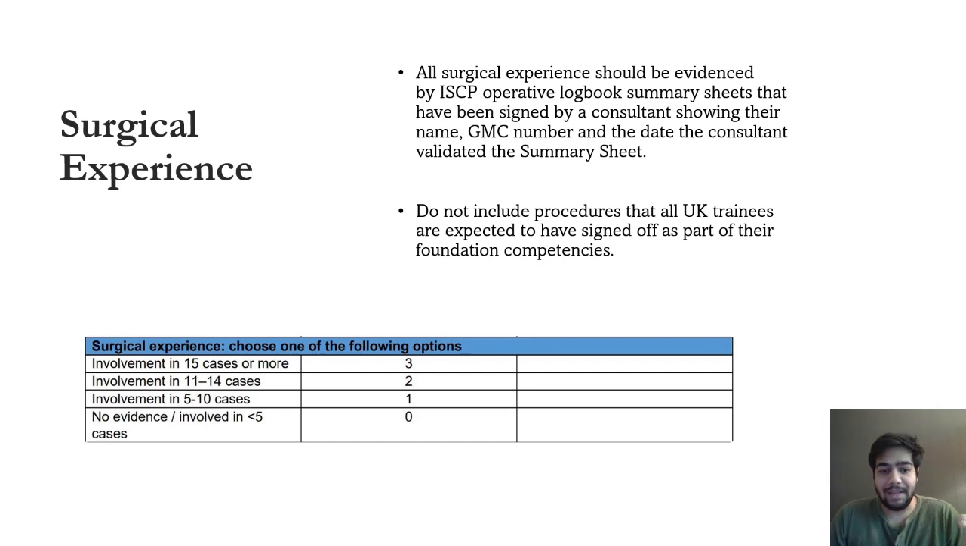So in the surgical experience, if you have been involved in more than 15 cases, then you get the highest points, which is 3. If you are involved in 11 to 14 cases, then you get 2 points. If you are involved in 5 to 10 cases, then you get 1 point. And if there is no evidence, or if you have been involved in less than 5 cases, then you get 0 points.